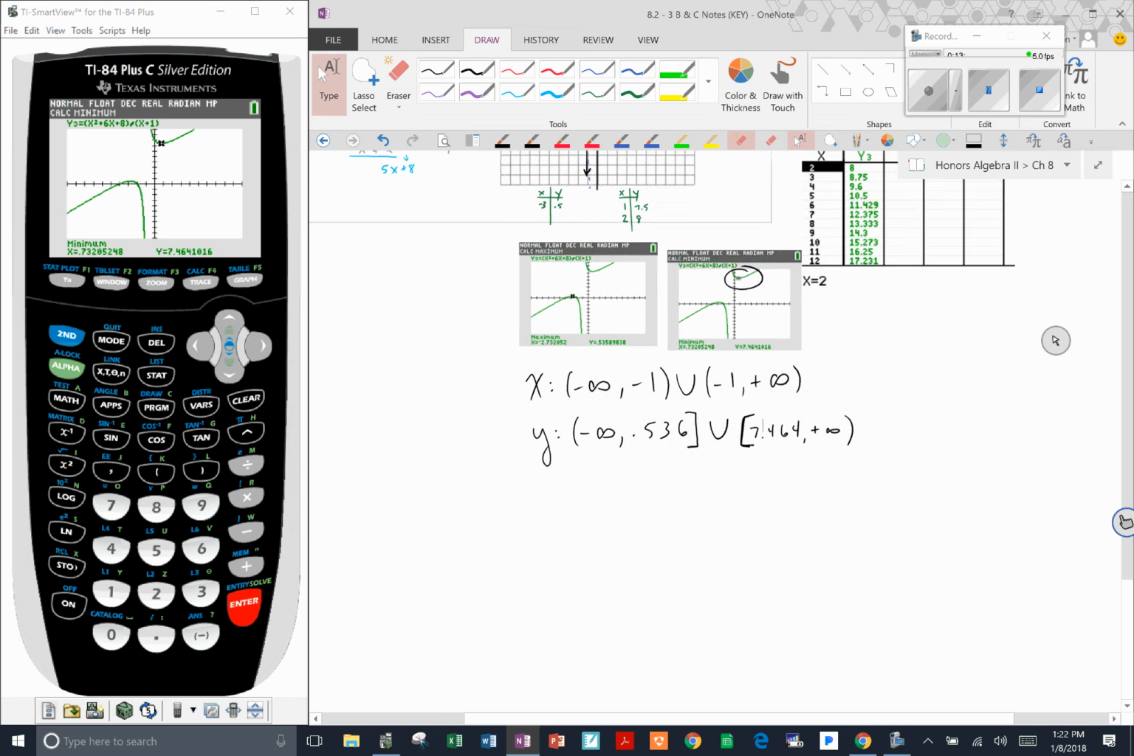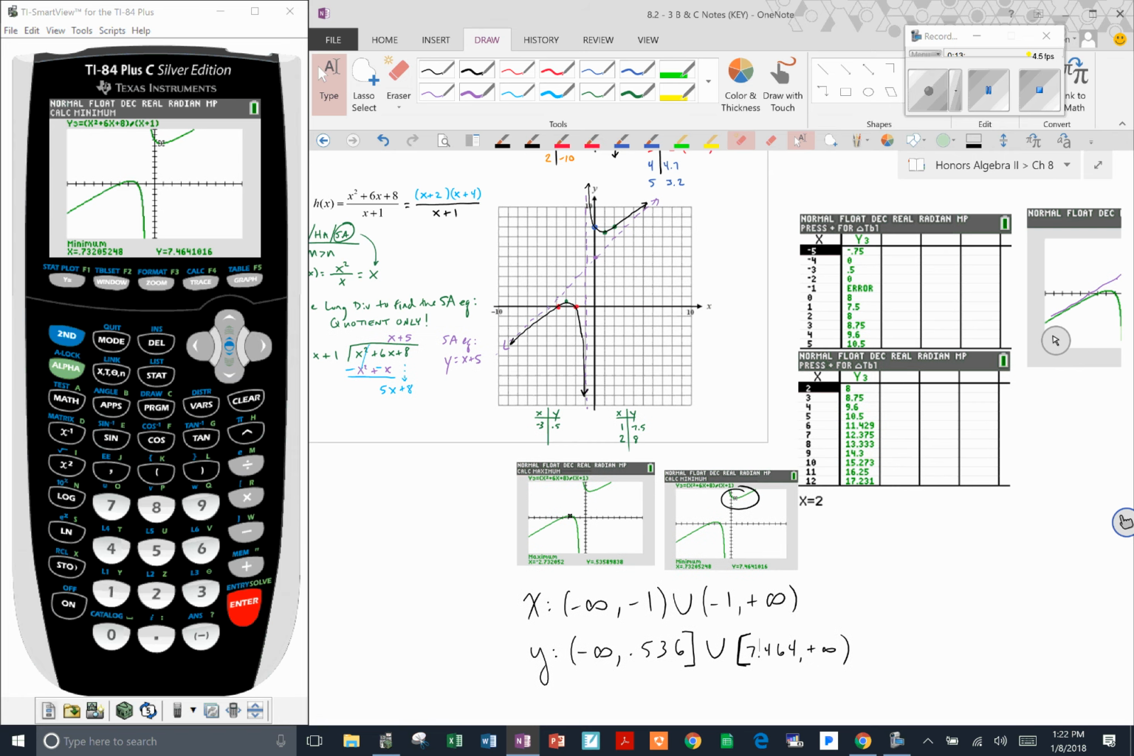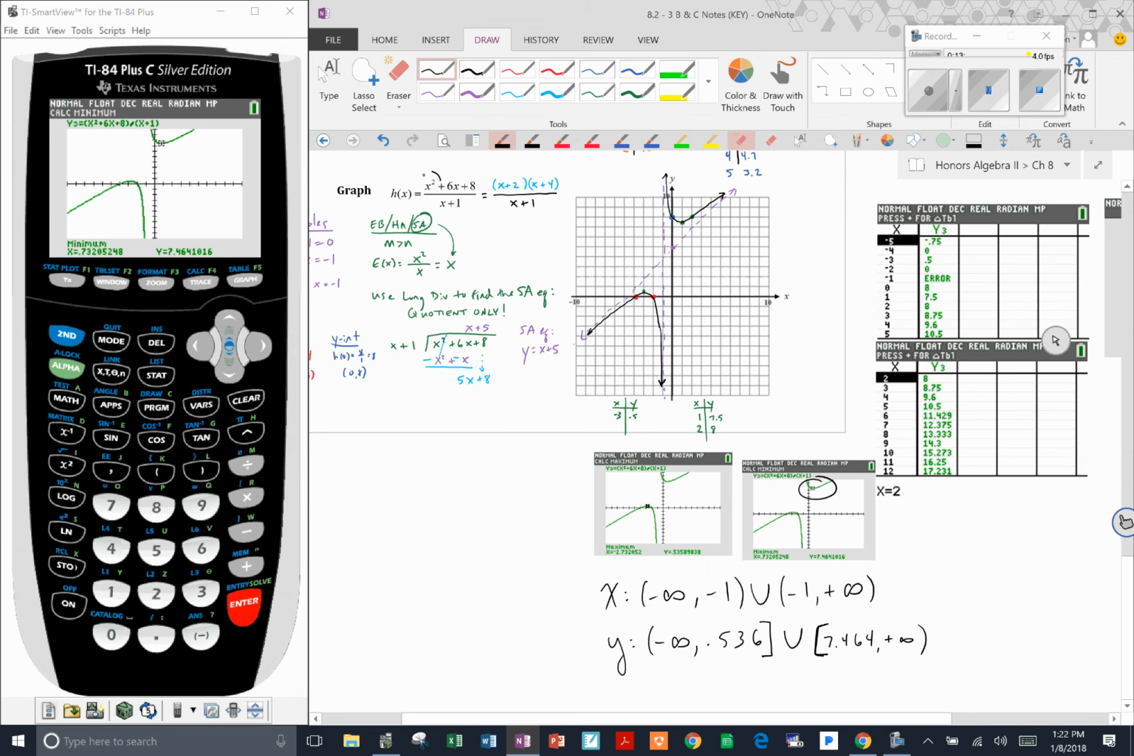All right, but that is how we graph a function that has a slant asymptote. And remember, that happens when the numerator is bigger than the denominator by a degree of 1. And those are really the only type that we're going to be dealing with here this year, is when they differ by degree 1.